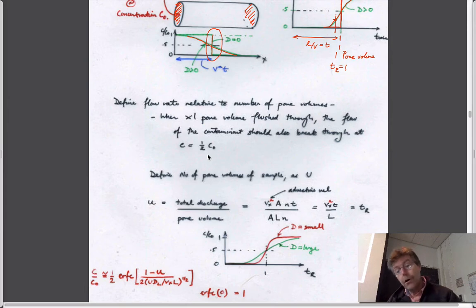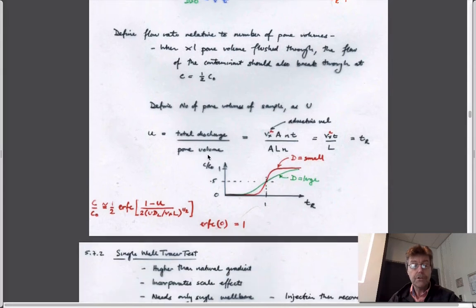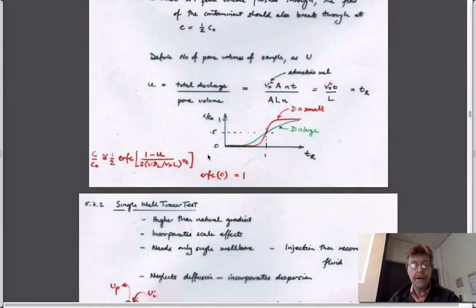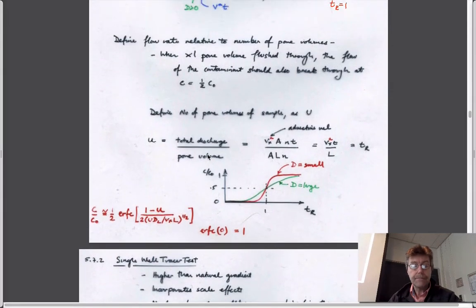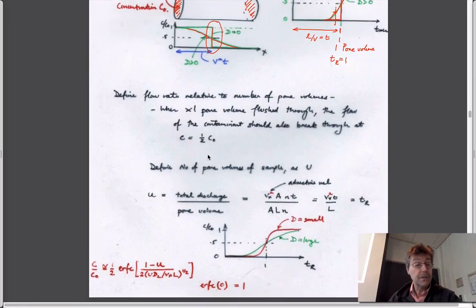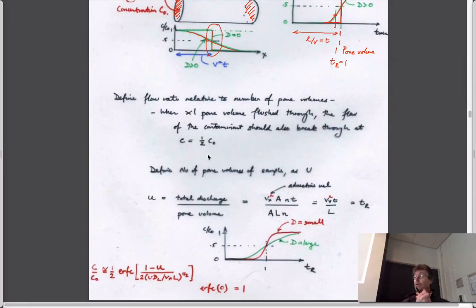And so, although we can make the case that we can do these experiments, they're almost never done because they're almost never relevant to work at field scale. Okay, so you could do it if you wanted to, but it may be an exercise in futility.